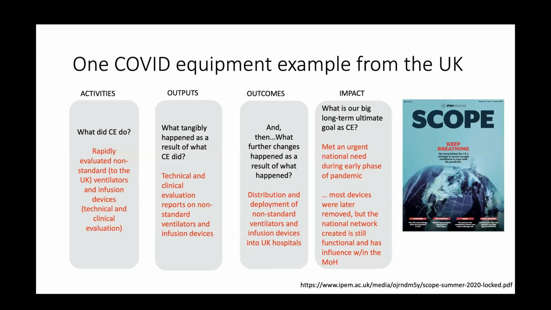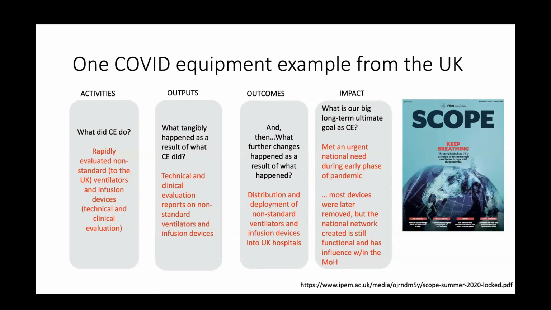The tangible output of that was technical and clinical evaluation reports for each device, which then guided the outcome of the distribution and deployment of these non-standard devices into UK hospitals for a period of time to support the most critical point in the pandemic when they didn't have enough devices from their regular supply chains. And the big picture impact during that early phase of the pandemic was to meet this urgent national need. So that was the ultimate impact, related to being able to try to deliver patient care in this unprecedented situation.